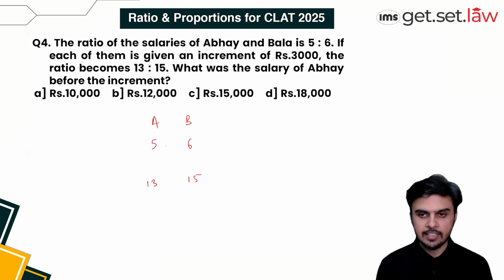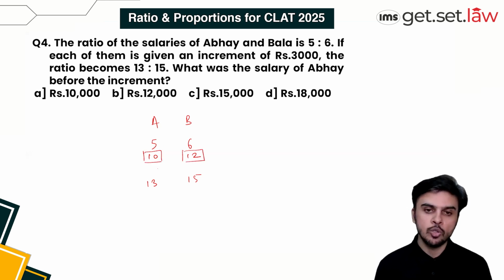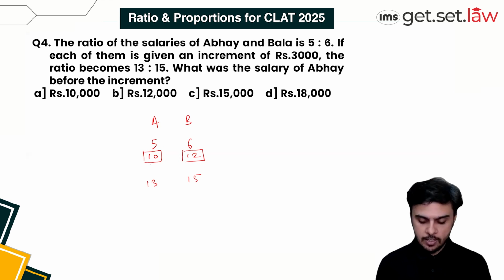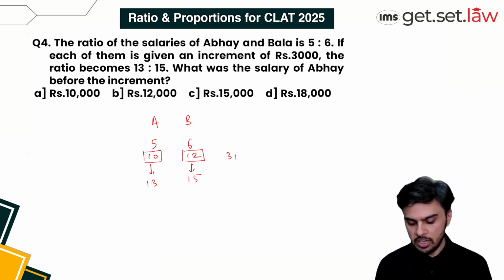So 5 and 6 can be converted to 5 into 2, 10, 6 into 2, 12. So we can take these parts as 10 and 12 also. Now if you see, the increase in number of parts is equal. 10 to 13 means plus 3, 12 to 15 means plus 3. So 3 parts are equivalent to increase of 3000 rupees. So 1 part is equivalent to 1000 rupees.